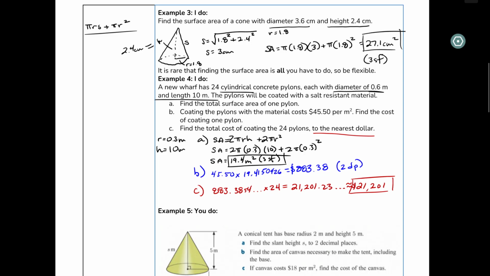For example, number 5, you guys have a cone that you need to work with. I want you to do that. We'll check your work in class.